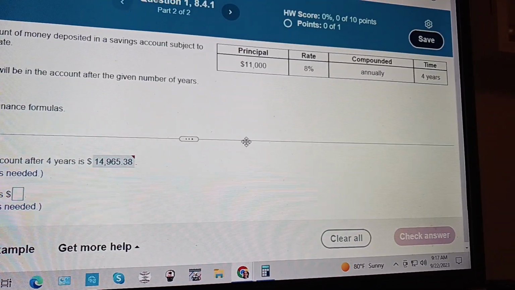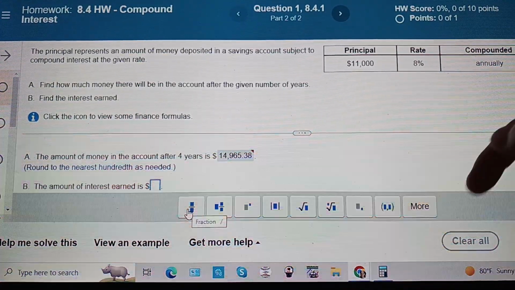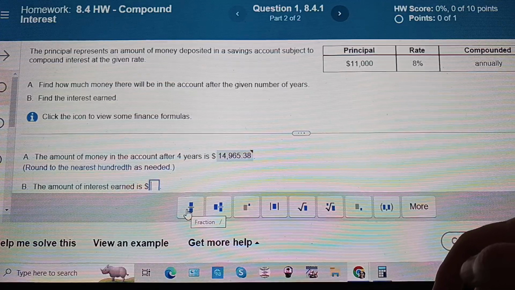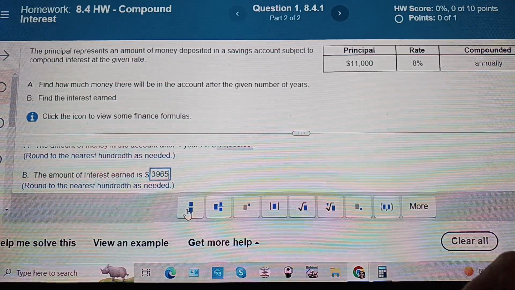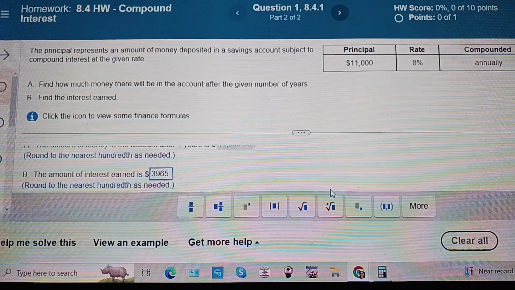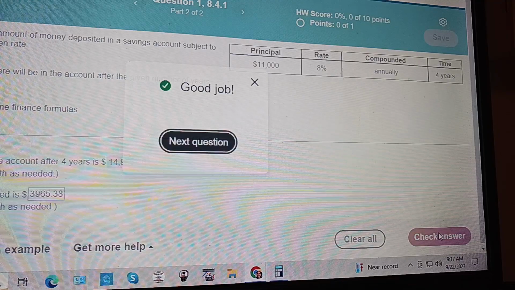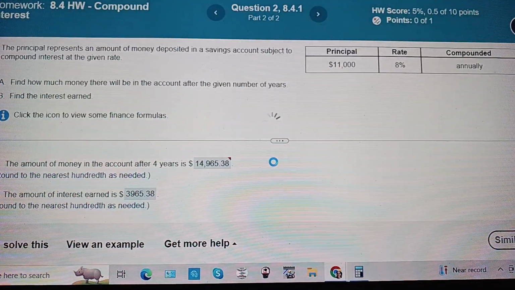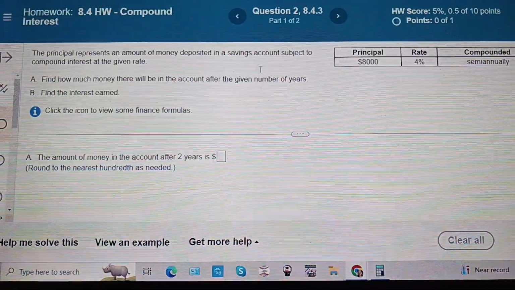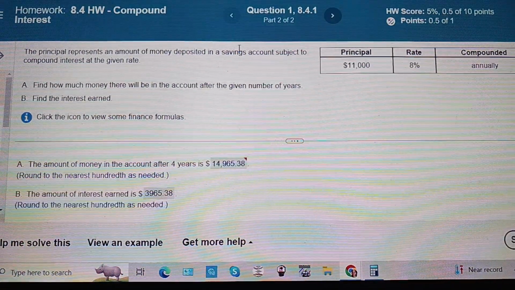Well, now it wants me to do part B, but let me just get this right. This will be 3,965 and 38 cents. So maybe I'll get this one right. See, good job. If you get it right, it gives you a green check. So then it takes me to the next problem automatically, but I can use these arrows up here and go back to the previous one.